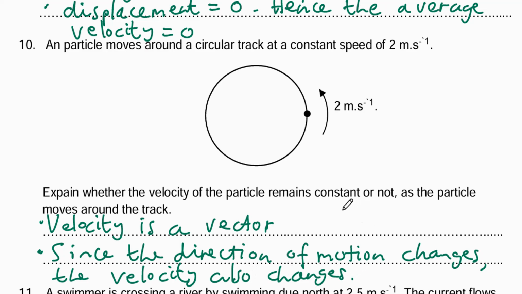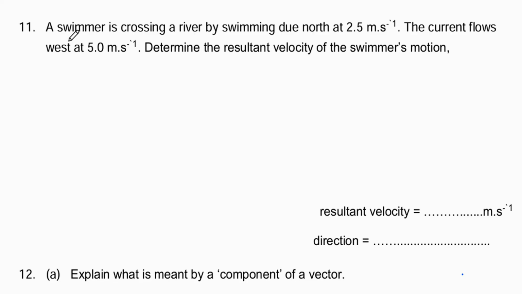In other words, the velocity is not constant. Then in question 11 it says, a swimmer is crossing a river by swimming due north at 2.5 meters per second. The current flows west at 5.0 meters per second. Determine the resultant velocity of the swimmer's motion. So he's swimming due north at 2.5.